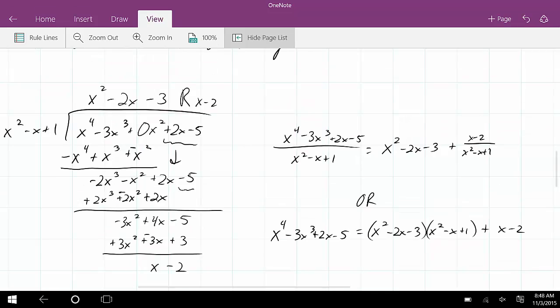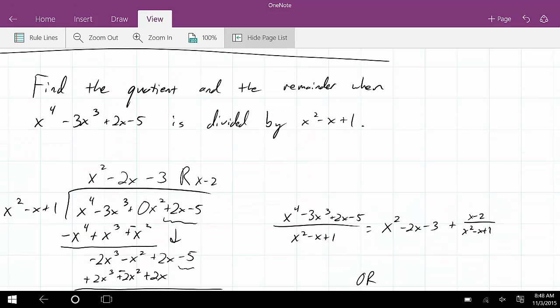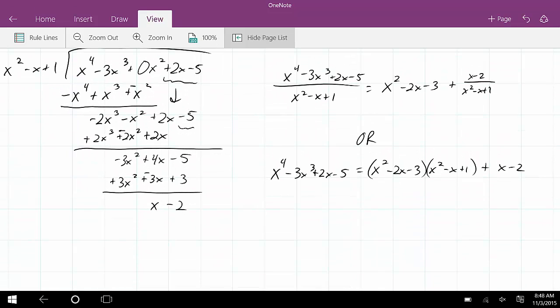Okay, either way, the original problem just said find the quotient and the remainder. So in this form, it's kind of nice because you can easily tell that the quotient is x squared minus 2x minus 3, not plus 3, minus 3, and the remainder is x minus 2. Okay?